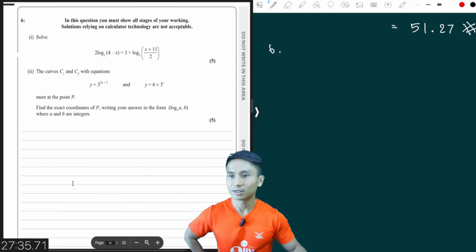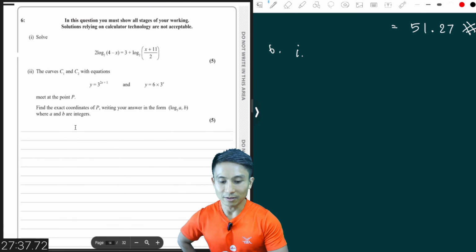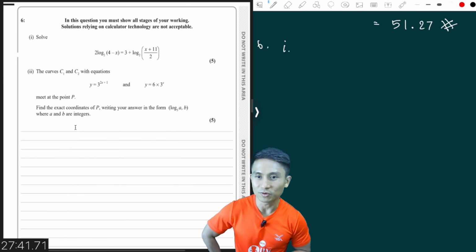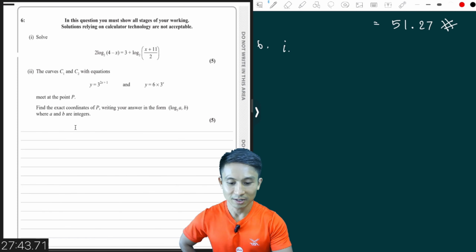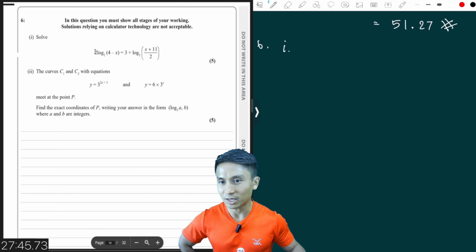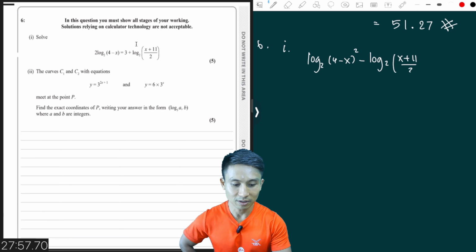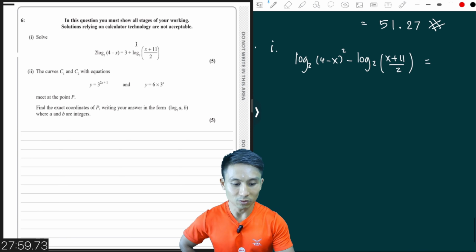Number 6, part (i), solve that. Okay, so solve a log equation in base 2. So if we move the log term on the left side, well, number 2 here can be put as a power of 4 minus x. So it's going to be log base 2 of 4 minus x to the power of 2. Well, minus log base 2 of that whole thing, yeah, equals 3, right?